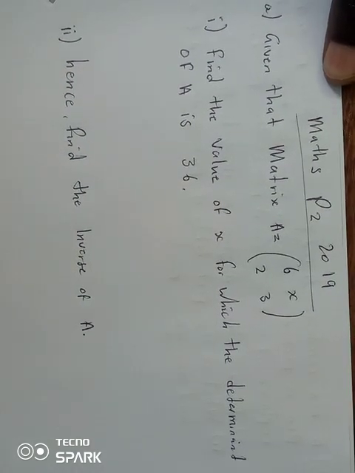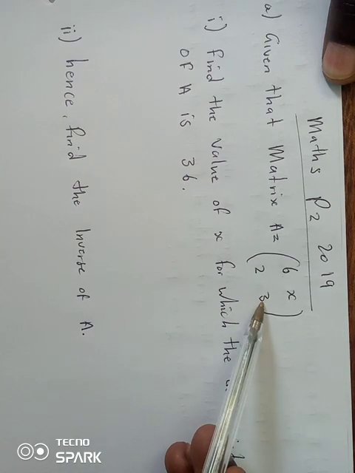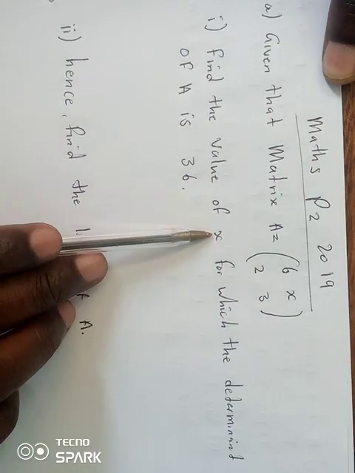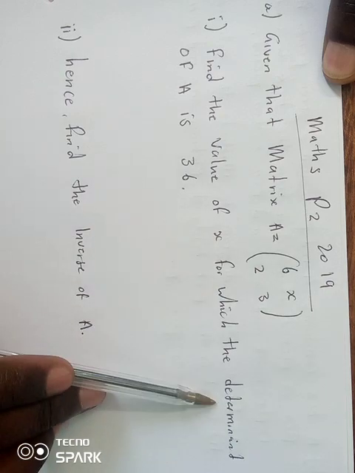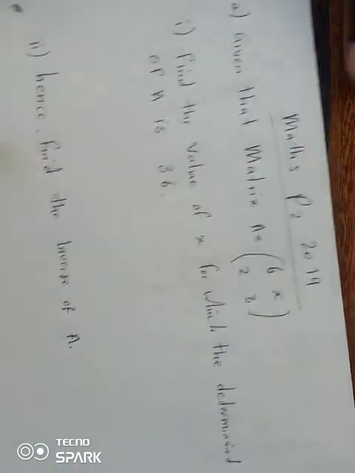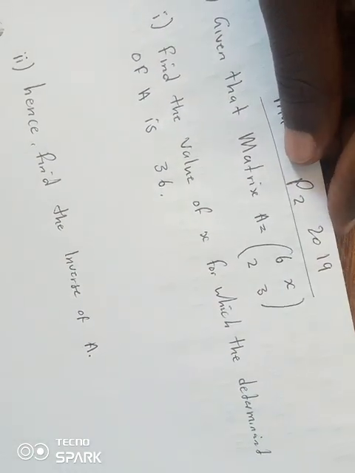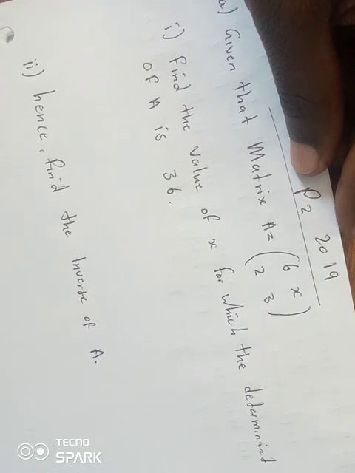It says question 1a: given that the matrix A is [6 2; x 3], find the value of x for which the determinant of A is 36. So the determinant we've been given is 36.